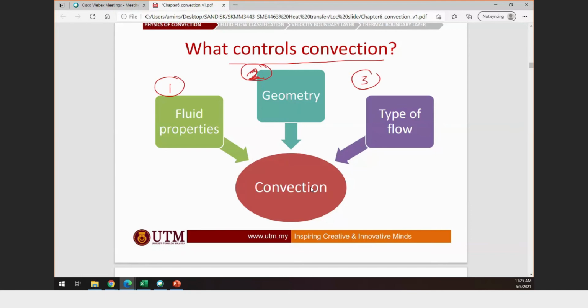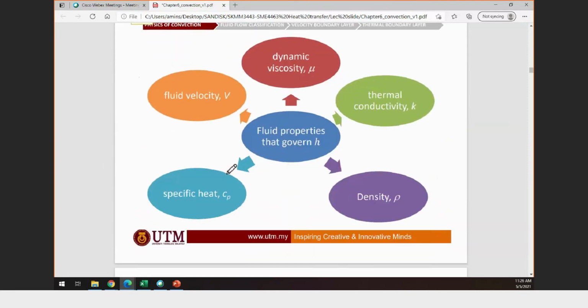The third one is the type of flow. You learned in fluid mechanics that the type of flow can be divided into three categories. Do you still remember what they are? Laminar, turbulent, as well as the transition. So these are the parameters that control the convection. For example, fluid properties, like I said just now, density. Fluid properties may affect the h value. Your aim now is, you have to remember your calculation is just this simple: Q = hAΔT.